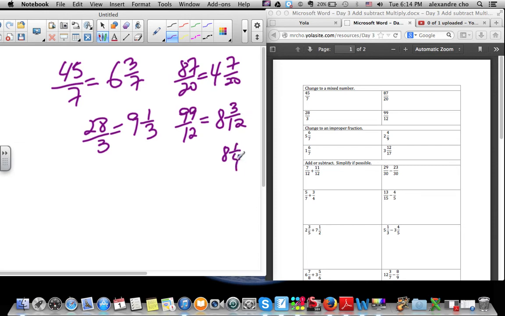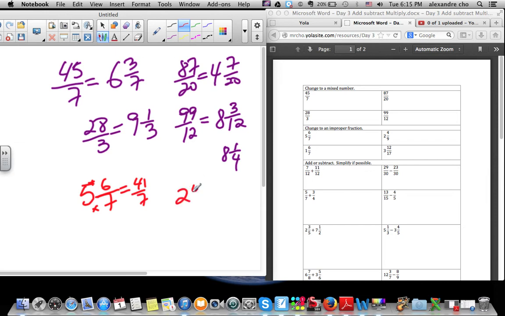Okay, that was the first part. Change to an improper fraction. Now we're going backwards. I like this color, purple. No? 5 and 6 sevenths. Okay. You can do it in little times here, a little plus if you want. 7 times 5 is 35, plus 6 is 41 over 7.